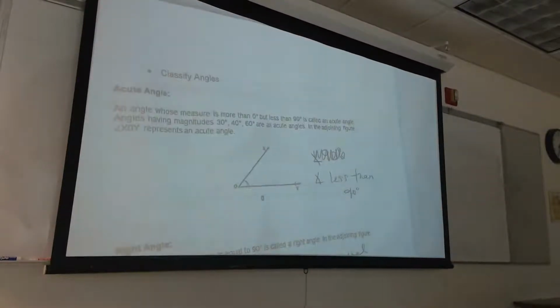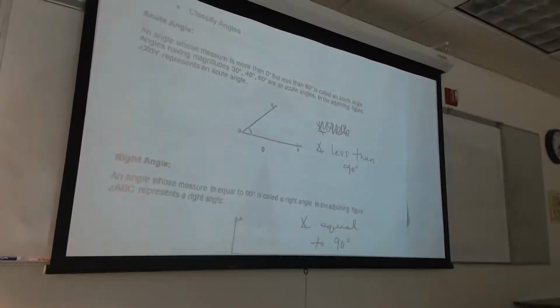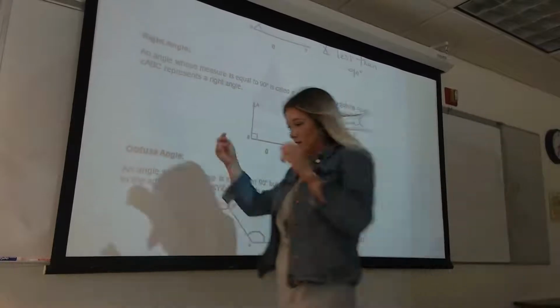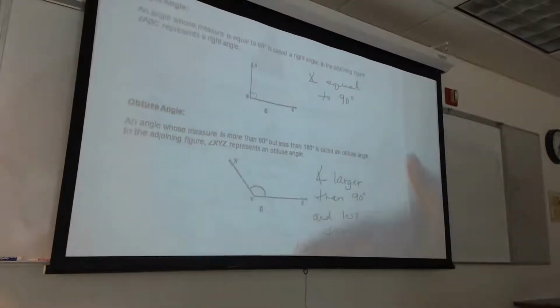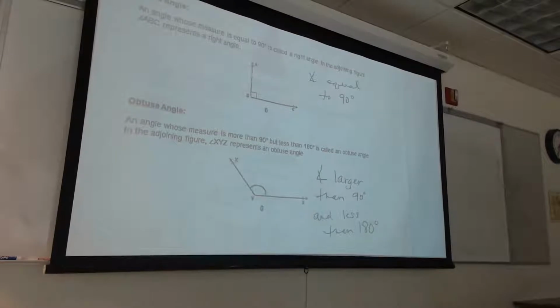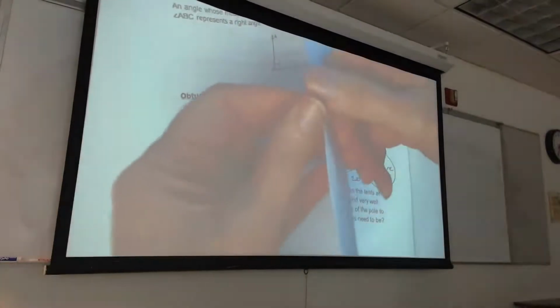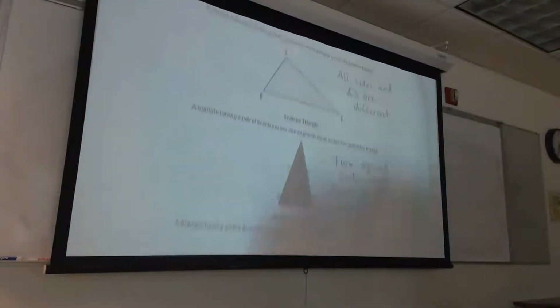Page 7 gets into talking about angles, like classifying types of angles. So again, more vocabulary. So like an acute angle, those are the angles that are less than 90 degrees. Right angle, we talked about some of those this morning. Angles that are equal to 90 degrees. Obtuse, the ones that are larger than 90, but less than 180. So more vocabulary again. Go to page 8. On 8, now you've got triangles.